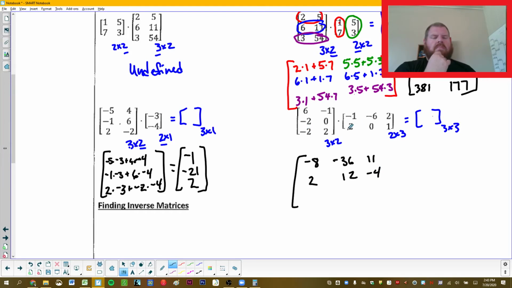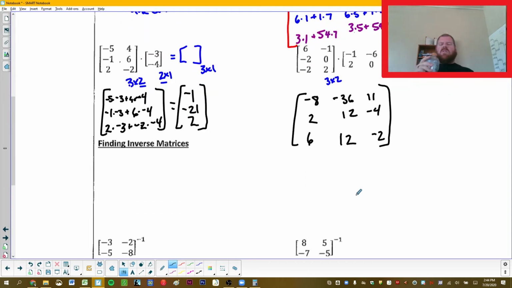Now onto the bottom, and this tells me bottom and far left. -2 times -1 is 2. 2 times 2 is 4, so that's 6. -2 times -6 is 12, and 2 times 0 is 0, so that's another 12. -2 times 2 is -4. 2 times 1 is 2, so that's a -2. And that's what we get from matrix multiplication. Okay. Now we want to look for inverse matrices.